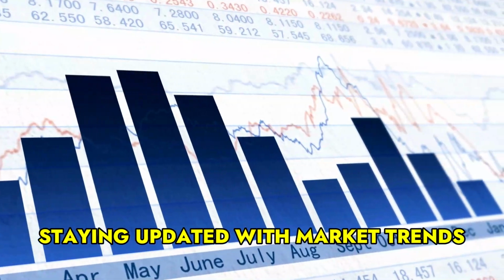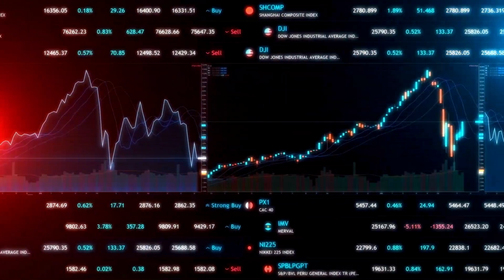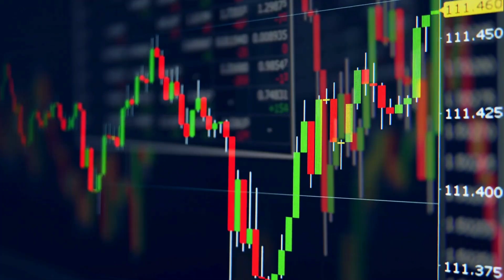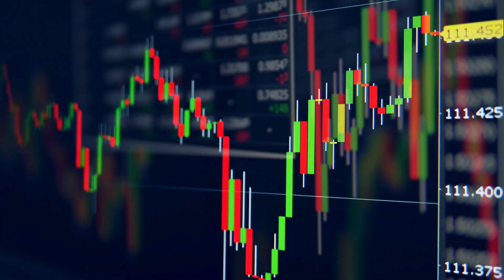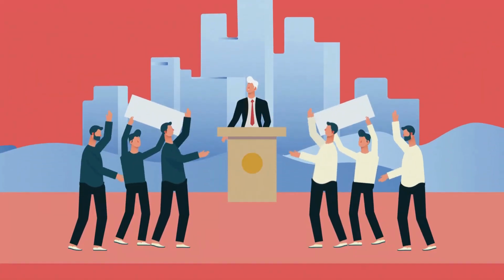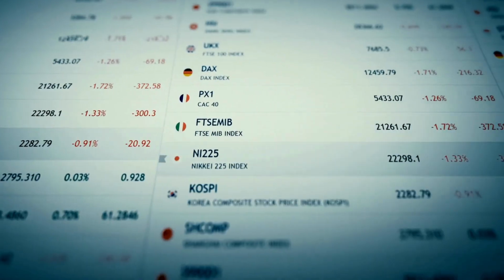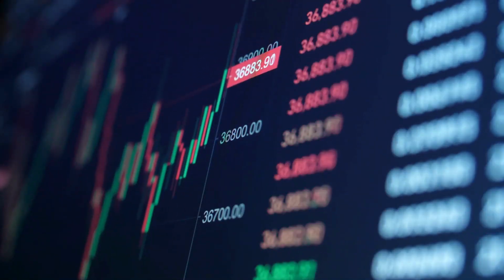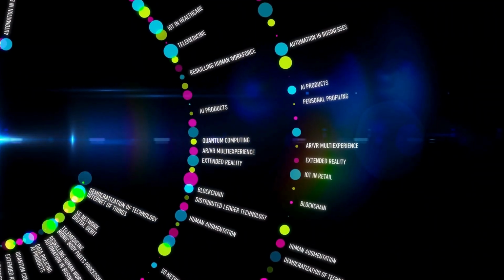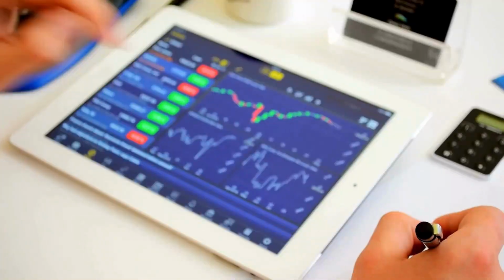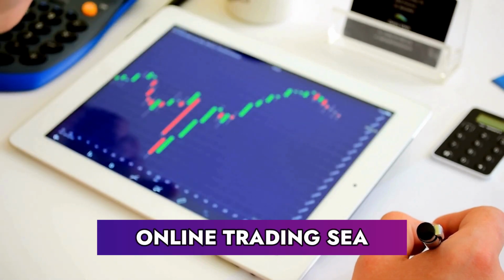Staying updated with market trends. The trading seascape is ceaselessly evolving, dictated by shifting economic indicators, corporate happenings, political episodes, and collective market sentiment. These fluctuations directly affect the value of your trades. Therefore, staying well informed of these trends can mean the difference between sinking or sailing in the online trading sea.